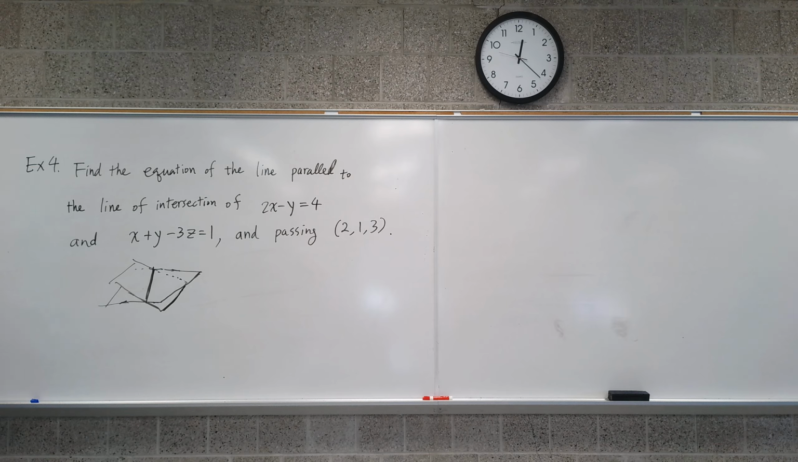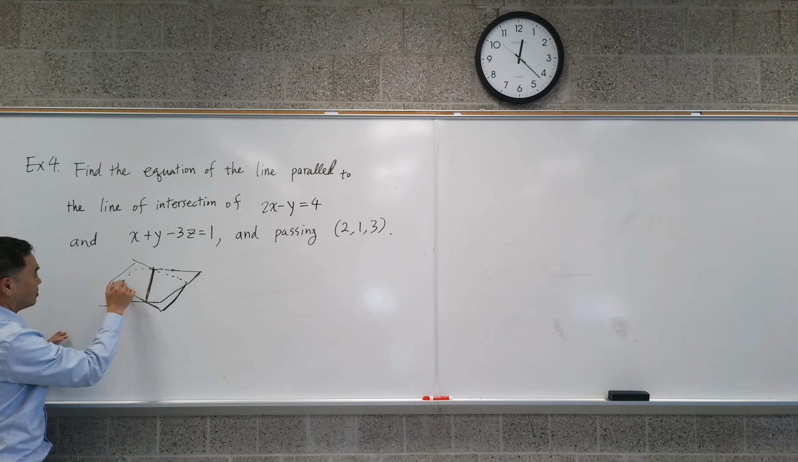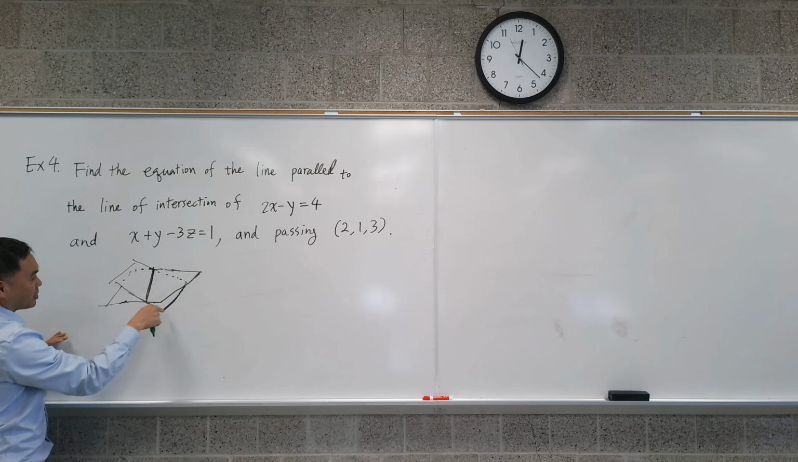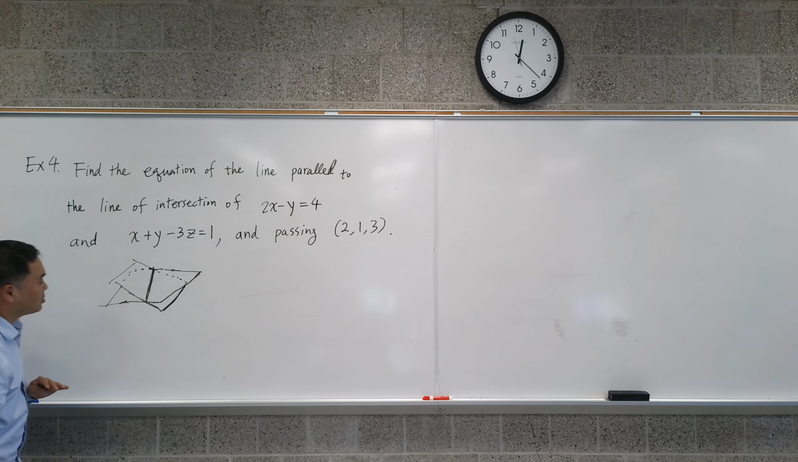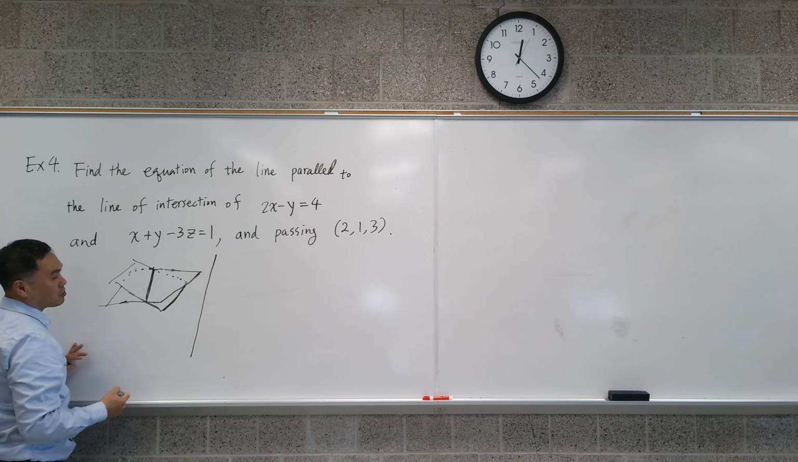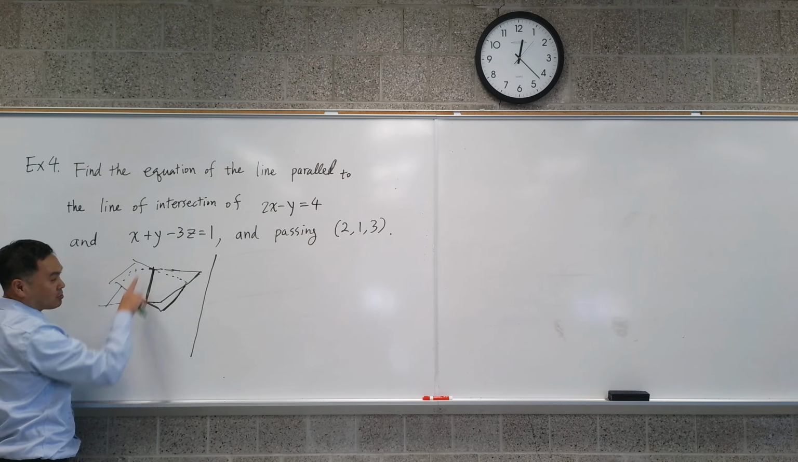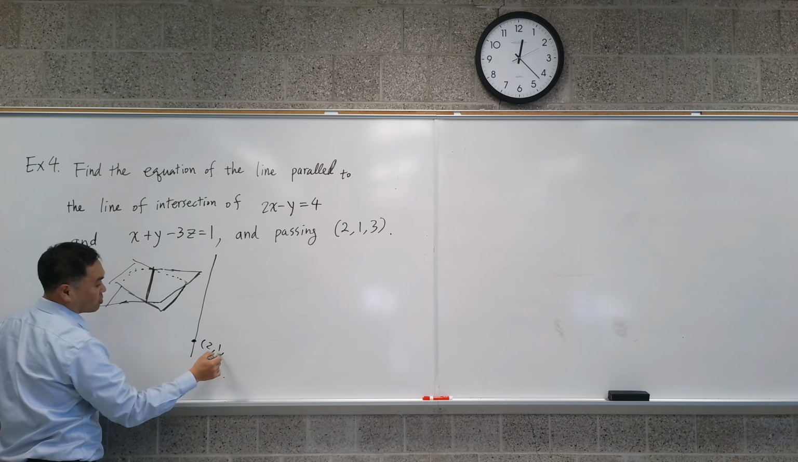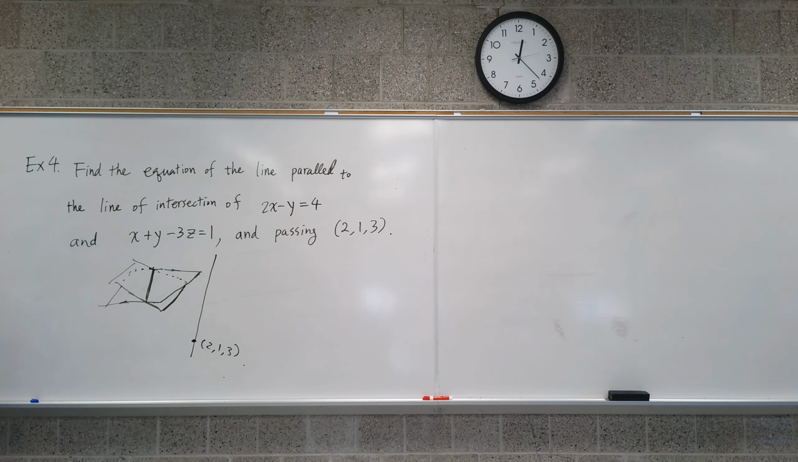Does that look like two planes intersecting? So this one plane and another plane, and they're intersecting at this single line. And what you're trying to do is construct another line that has the same direction as this one, and it has to pass through (2, 1, 3). Is that good? All right.